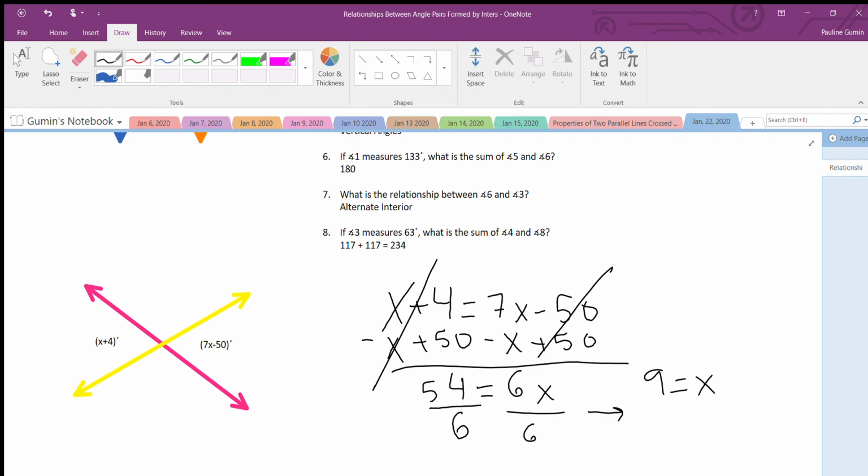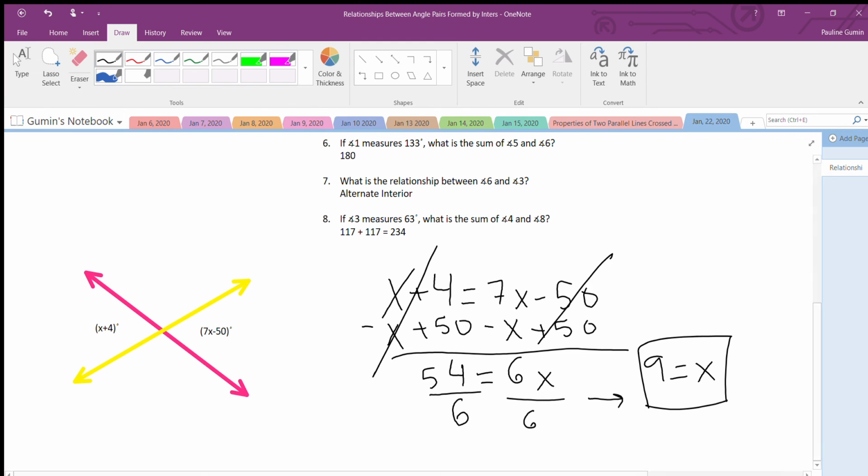Sweet, I found x. Well, let's find our angles. I only need to plug x into one of the unknowns because they're the same. And this one looks way easier. All right. 9 plus 4 is 13. I'm going to erase that. Didn't need to write that down. So this is 13 degrees, and this is 13 degrees.